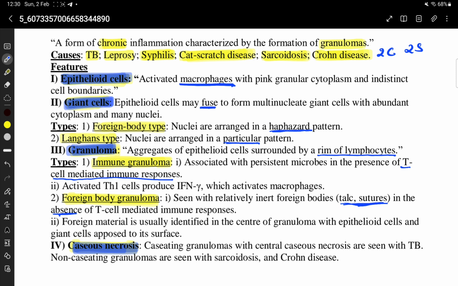with epithelioid cells and giant cells opposed to its surface. So in foreign body granuloma, foreign material is identified at the center of the granuloma with the epithelioid cells and giant cells opposed to its surface.